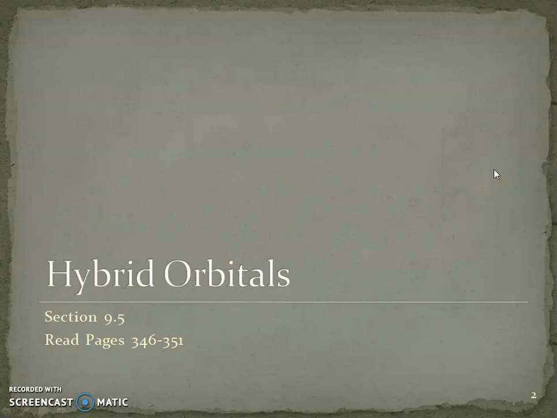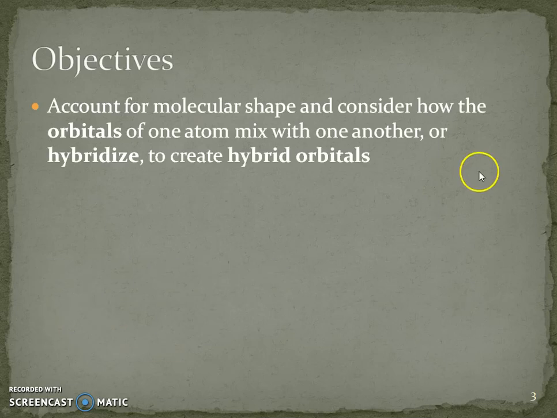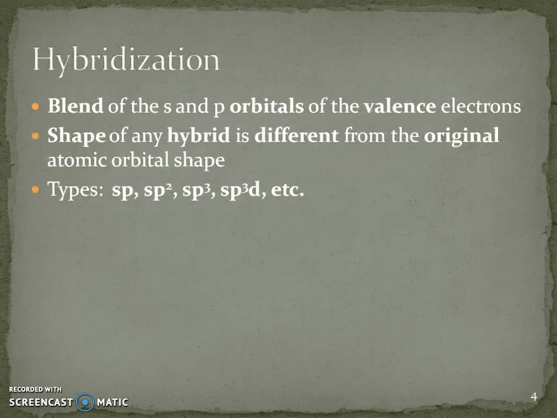This is Mrs. O'Neill for AP Chemistry, Chapter 9, Section 5, Hybrid Orbitals. In this section, you're going to account for molecular shape and consider how orbitals of one atom mix with another, or they hybridize, or they create a hybrid orbital. So pause the video, read as you write, fill in those blanks, and then play to hear my words.